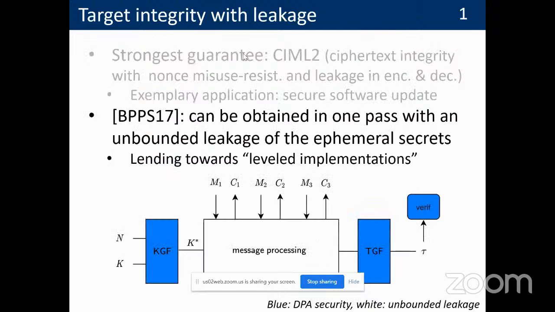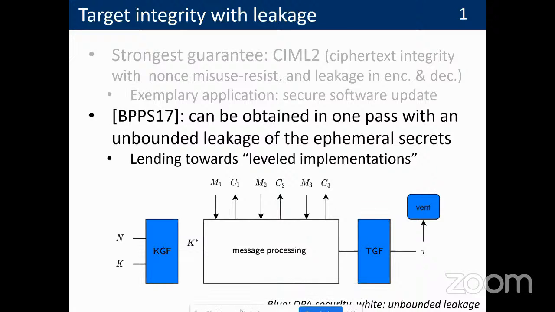And we know from past results that we can obtain this efficiently with a one-pass mode. And we can even tolerate an unbounded leakage of all the ephemeral secrets in the implementation if, as on the scheme below, we have a key generation function and a tag generation function that are in blue, which means they are strongly protected against DPA. And this is kind of pushing towards this idea of leveled implementations, where different parts of the implementation will have different levels of security against side channel attacks, which is, of course, beneficial for efficiency.